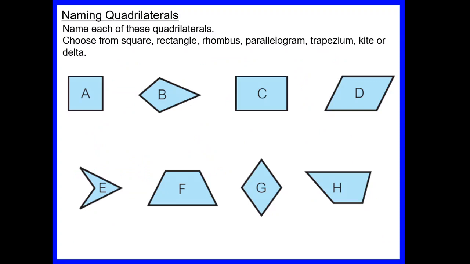Alright, so we're going to have a look now then at special types of quadrilaterals. So we've just looked at irregular quadrilaterals that don't have specific names, but there are some quadrilaterals that have specific names and they're defined by different properties. So you need to choose from a square, rectangle, rhombus, parallelogram, trapezium, kite or delta, and see if you can name those 8 shapes.